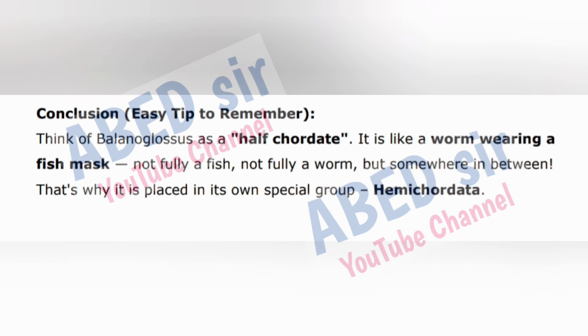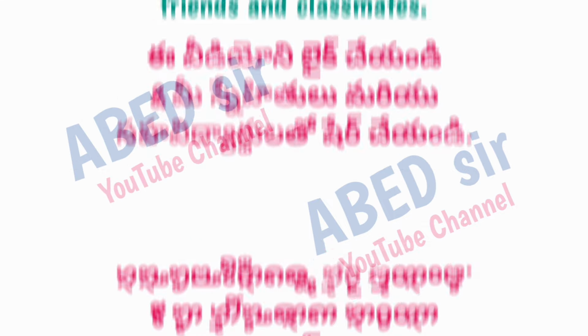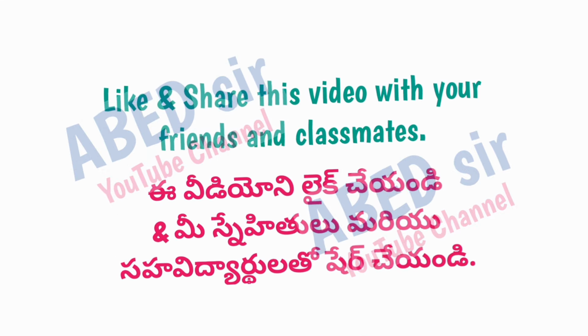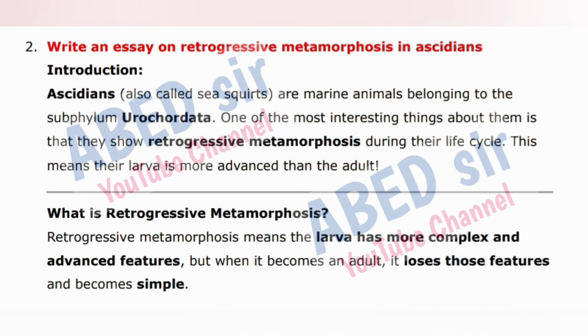Conclusion, easy tip to remember. Think of Balanoglossus as a half chordate. It is like a worm wearing a fish mask, not fully a fish, not fully a worm, but somewhere in between. That's why it is placed in its own special group, Hemichordata. Next important long question is: write an essay on retrogressive metamorphosis in ascidians.